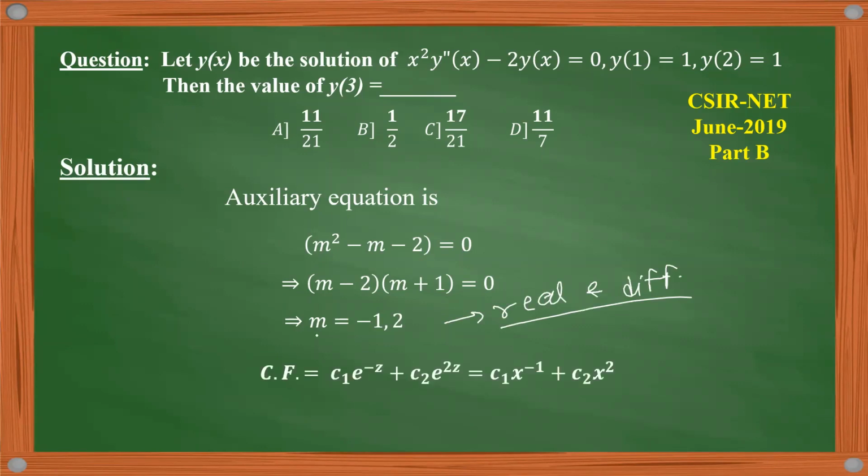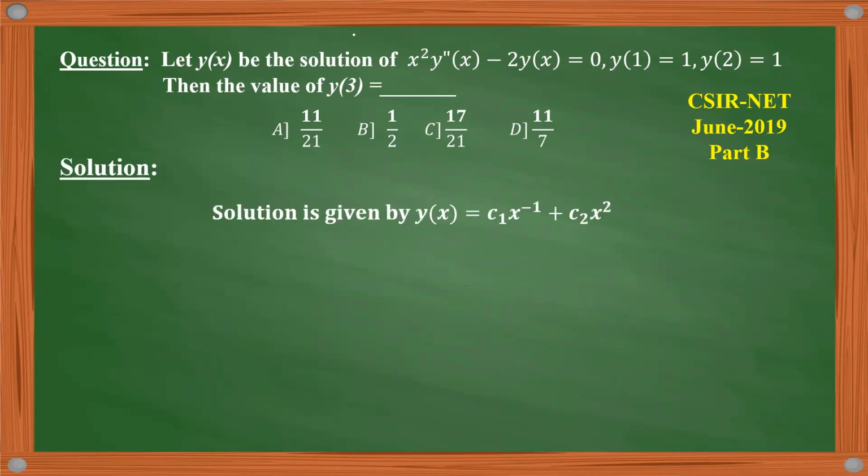So its complementary function will be c1 e power minus z plus c2 e power 2z. Now just replace e raised to z by x. So our complementary function is c1 x to the power minus 1 plus c2 x square. It is our complementary function. And we can see that its Q(x) part is 0, so our particular integral will also be equal to 0. So our general solution is this. Particular integral is 0, so it is the general solution of the given equation.